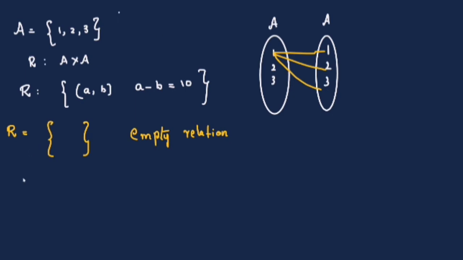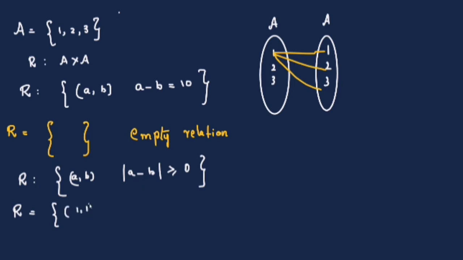Now suppose I define R such that the difference is always greater than or equal to 0. Now tell me, what are the ordered pairs? If I write 1, 1, the difference is 0, so I can write 1, 1. Yes. 1, 2. The difference is 1 minus 1. That's why I get the modulus here. Difference is only the magnitude. I am asking only the magnitude. So can I write 1, 2? Yes. Can I write 1, 3? Yes. Can I write 2, 1?